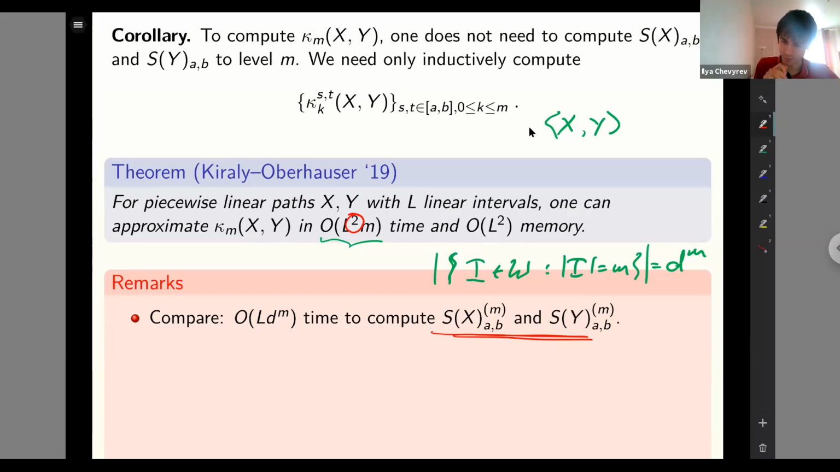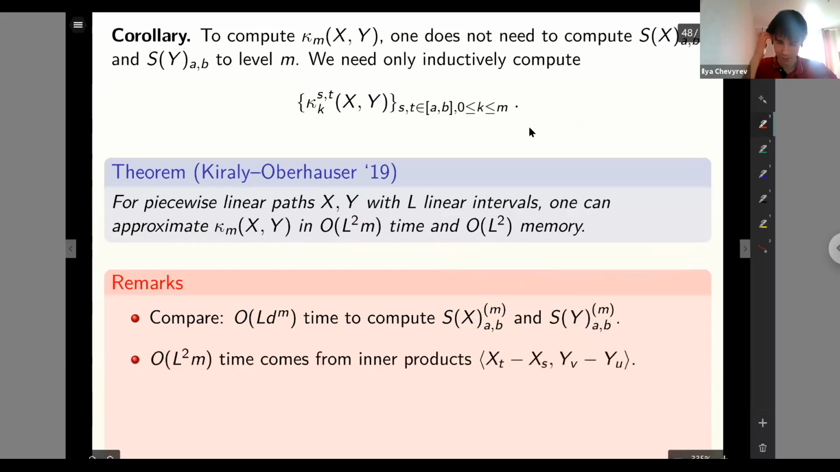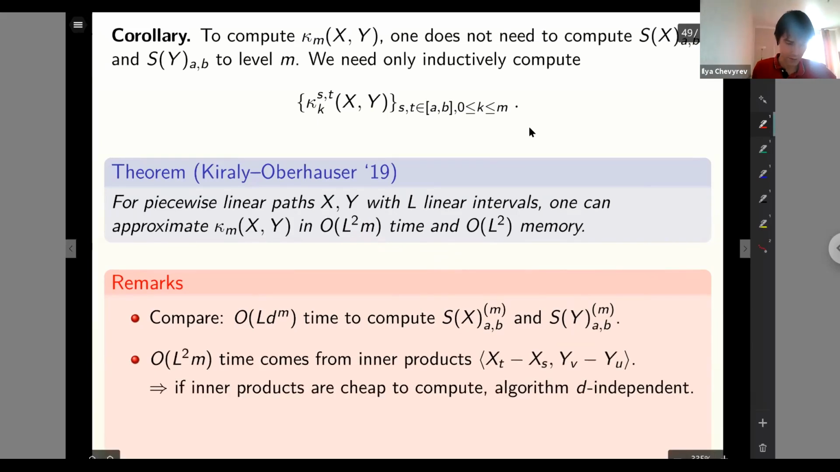Okay, so this is quite a nice method of computing these inner products. As I mentioned, this O(L squared) time really just comes from computing inner products, essentially these finite differences, which are relatively quick to do. So as I said before, if the inner products are cheap to compute, then the algorithm is completely dimension independent. In fact, you can even feed into the algorithm as input, not the actual time series x and y, but these inner products of these increments. So if you do that, then the whole algorithm just runs without ever caring about the dimension.